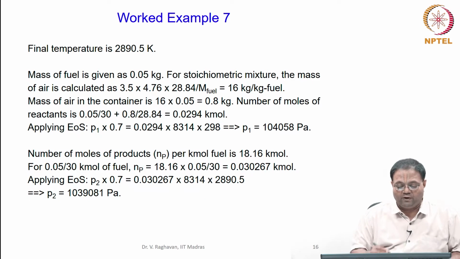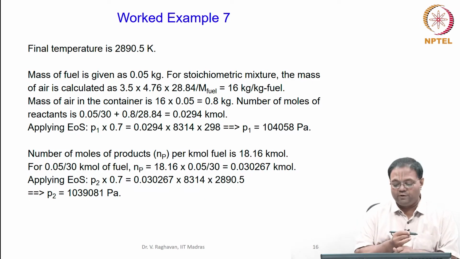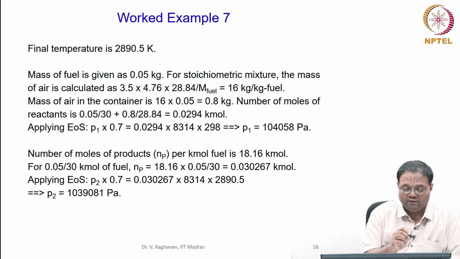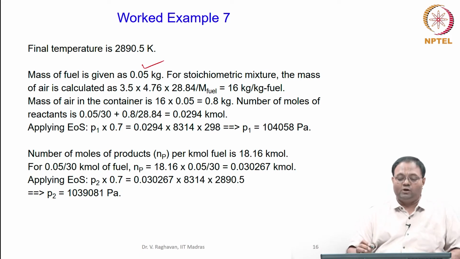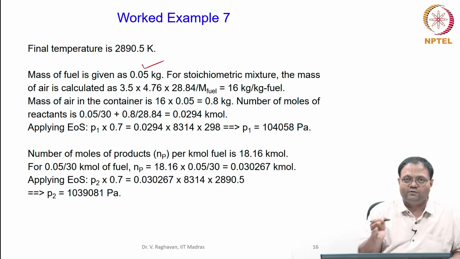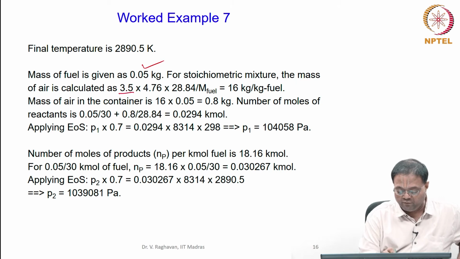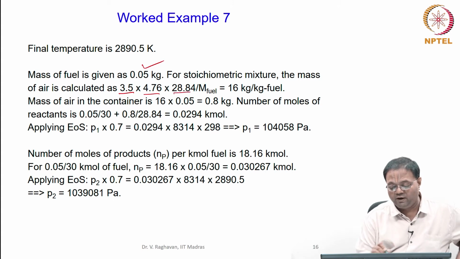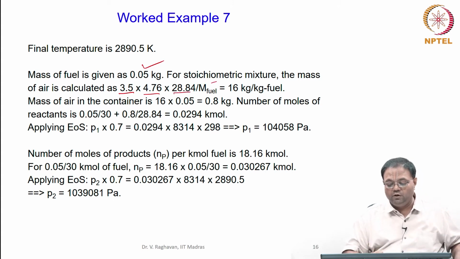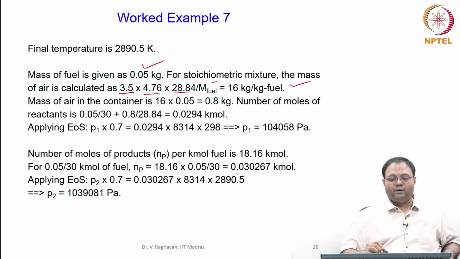Okay. Now, the final temperature is got. So, what is the initial pressure? Now they have given some data on the mass of fuel as 0.05 kg. For a stoichiometric mixture, because it is talking about 100% theoretical air, so 3.5 number of moles of air into 4.76 into molecular weight of air divided by the molecular weight of fuel. So, that will be 16 kg per kg of fuel.